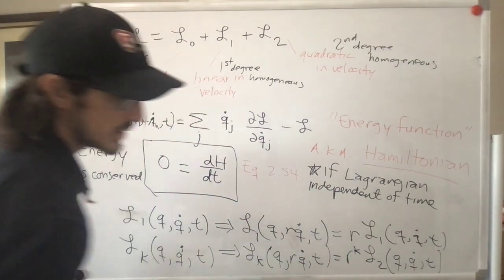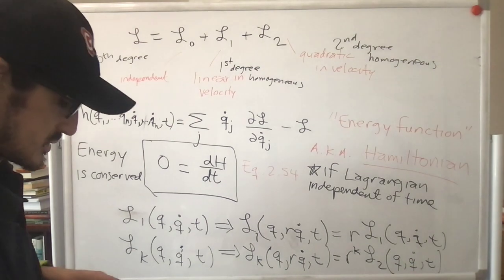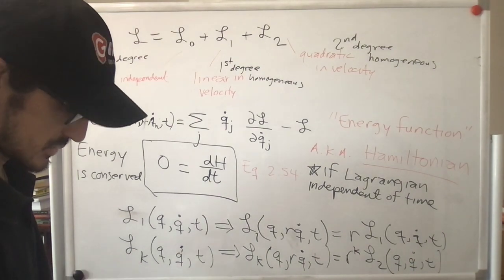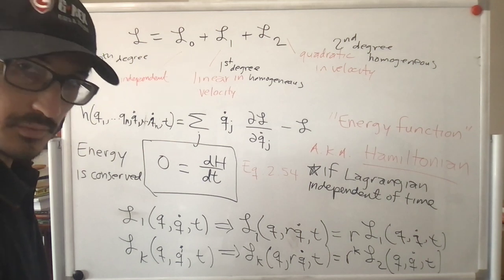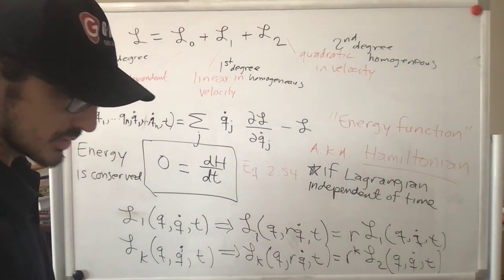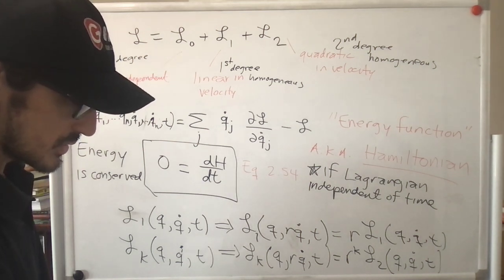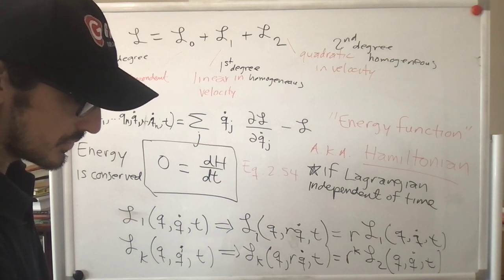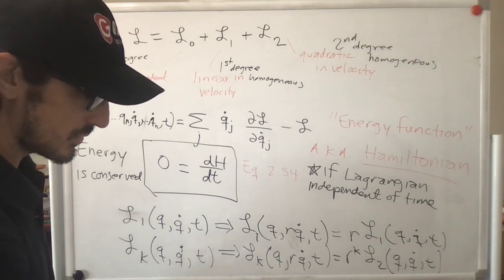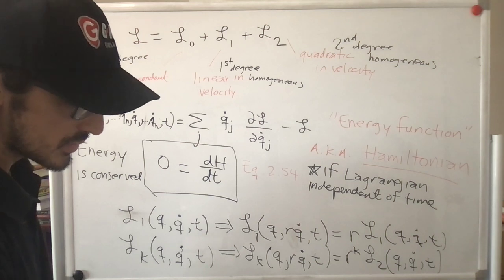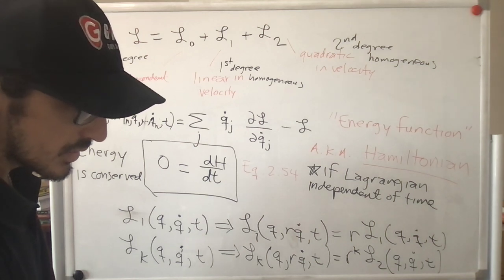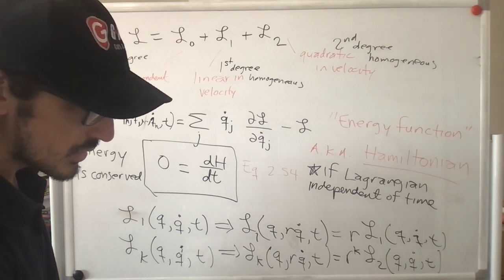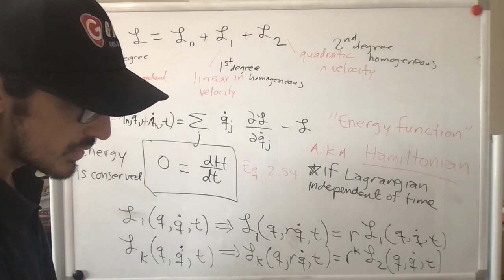I understand homogeneity to be like the multiplicative factor multiplies all the content of the function. The r should multiply the whole content of the function L. So I don't understand why the r should not multiply the other contents of the function. It should multiply only the velocity.